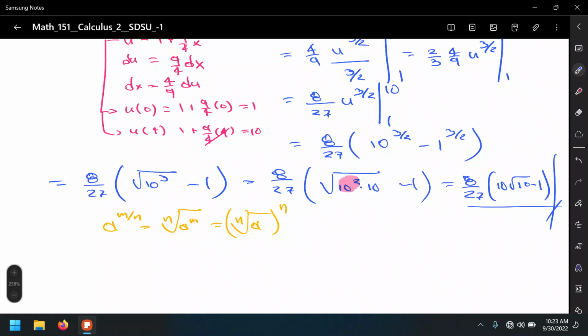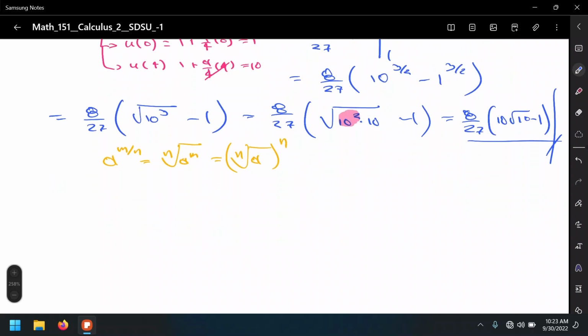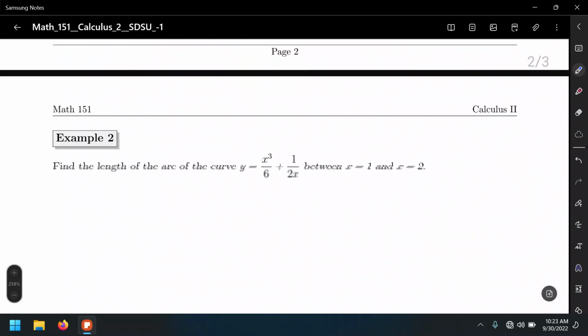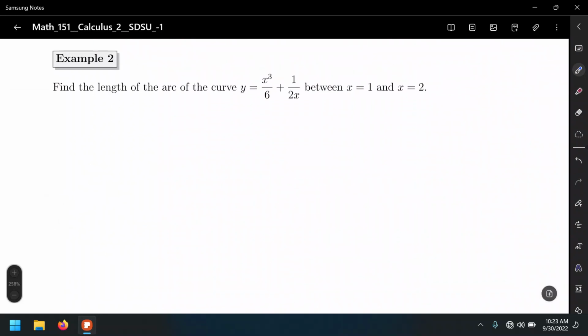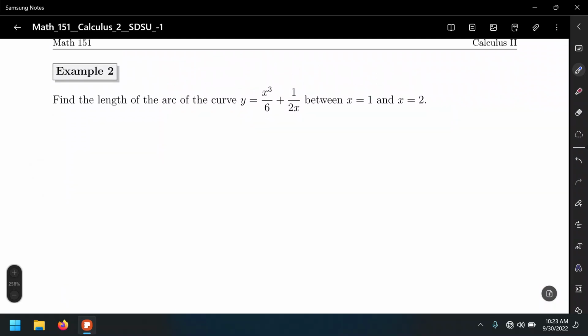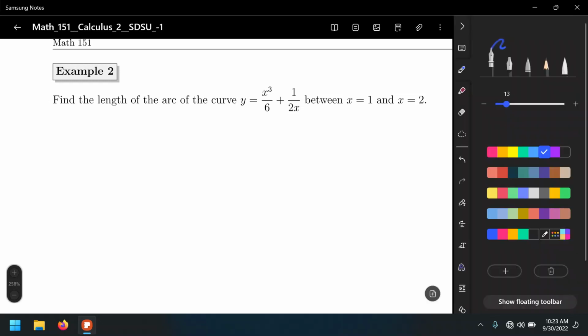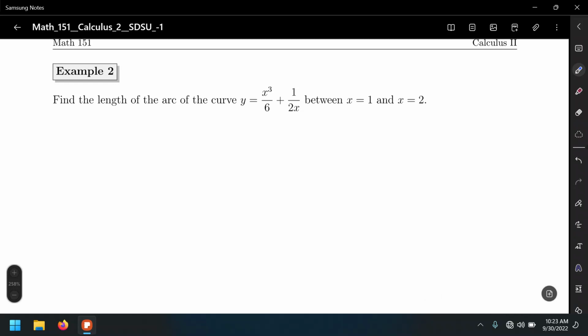Alright. The next one is the one that really requires a lot more algebra. So, let's find the length of the arc for the curve y equals x cubed over 6 plus 1 over 2x between 1 and 2. Alright, number one, we need to find the derivative of this function, but we cannot differentiate this function the way it is. That's because we have an x in the denominator, so we'd better write the function this way. y equals 1 over 6 x cubed plus 1 over 2 x to the negative 1.